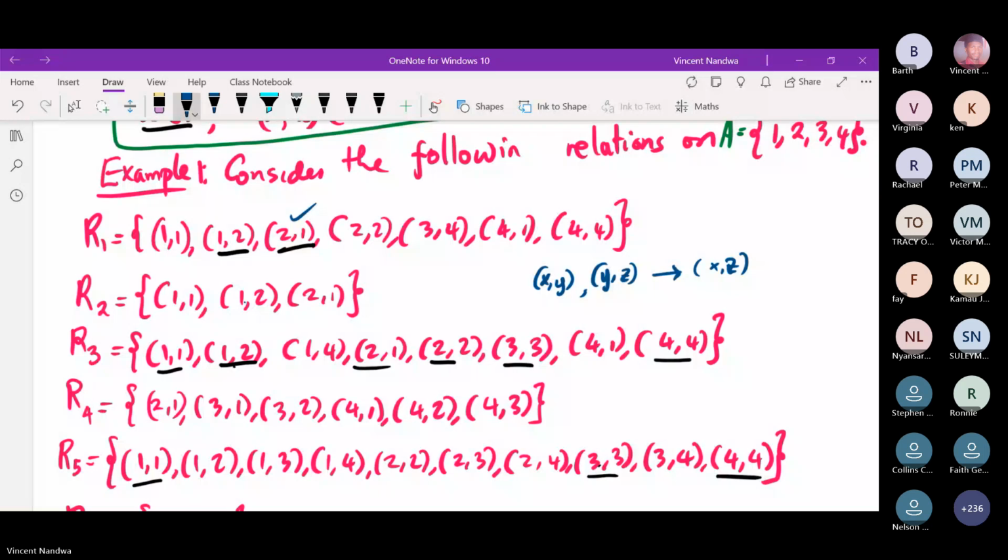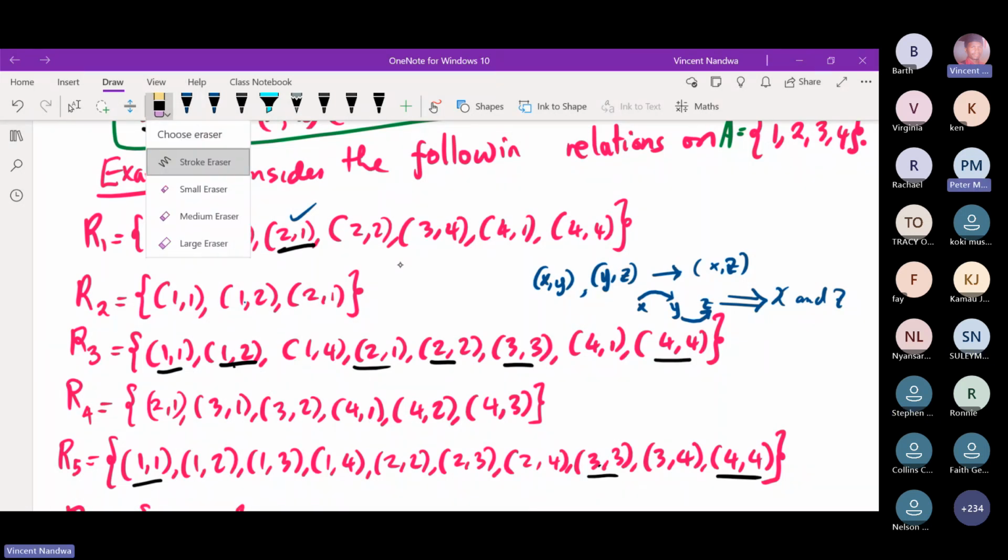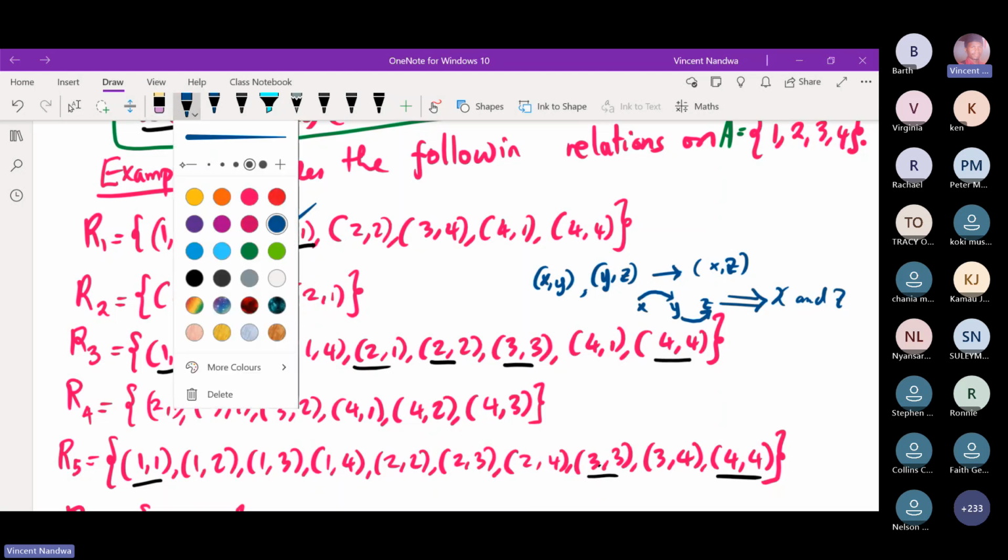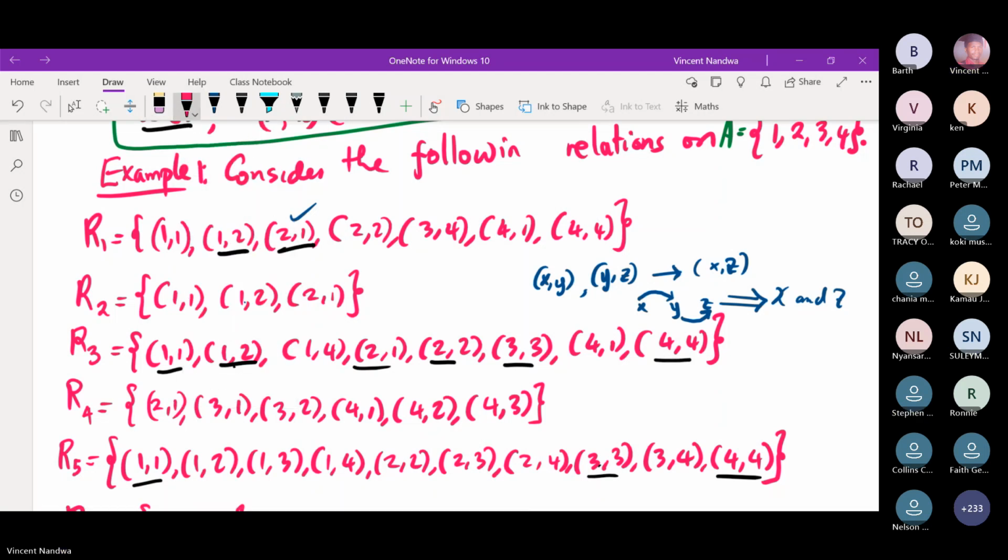There are three elements, X, Y, and Z. So if X is related to Y, and then Y is related to Z, then this should lead you to an element which relates X and Z. Yeah, so that's really what you do. Let's say R1, whether it is transitive or not.